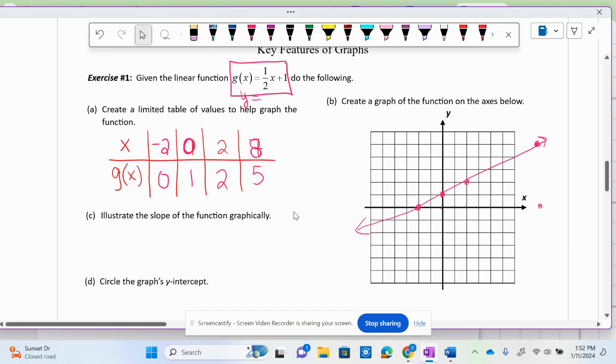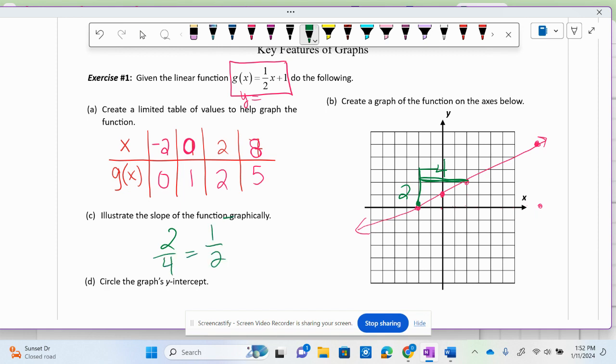So it says create the graph. We did it. We created the graph. Tell me what the slope of the function is graphically. Illustrate it graphically. Well, that just means show me how much I go up and how much I go over. So I go up 2 over 4. Well, 2 over 4 is the same thing as 1/2, which is the same thing as our function. It says circle the y-intercept on your graph. That's right here.